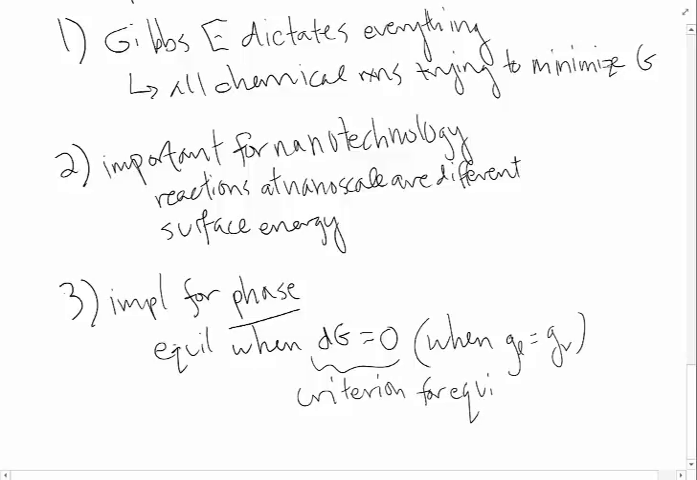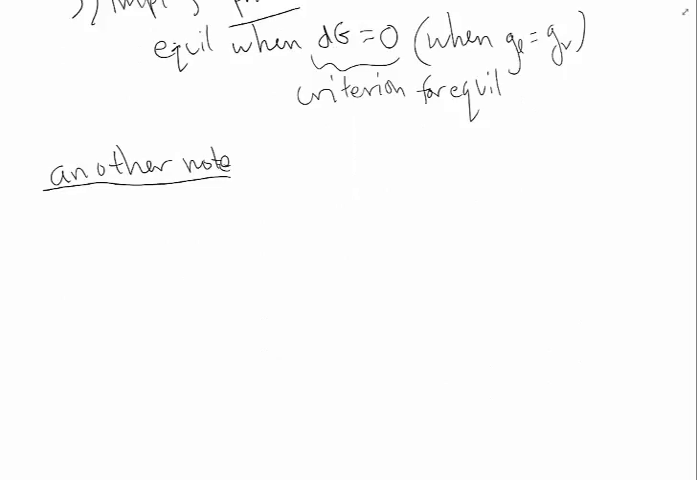Whether it's a phase equilibrium or a chemical equilibrium, the criterion is when the Gibbs energy stops changing. When the Gibbs energy hits its minimum, that's when you get equilibrium to occur.